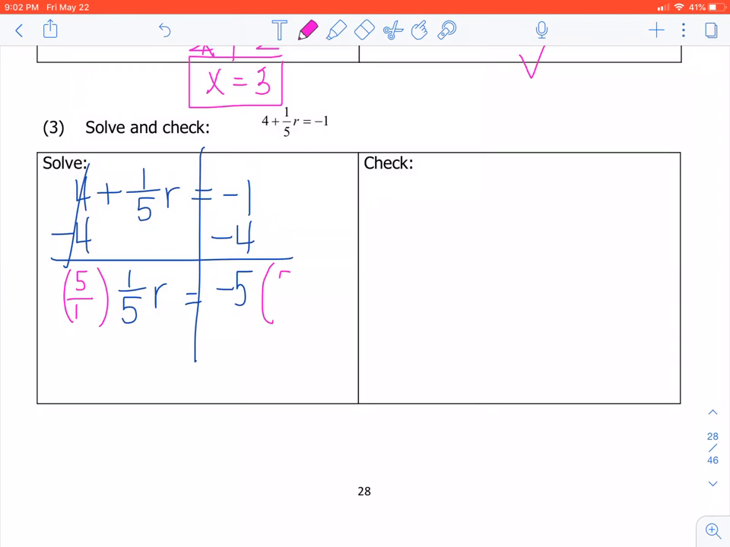Now if you do that on the left, you also need to do that on the right. Now these end up crossing off, so you're left with just r. You can take a calculator and multiply this, or you can multiply it straight across. Negative 5 times 5 is negative 25. On the bottom you have just over 1, which is just negative 25. So that should be my answer.